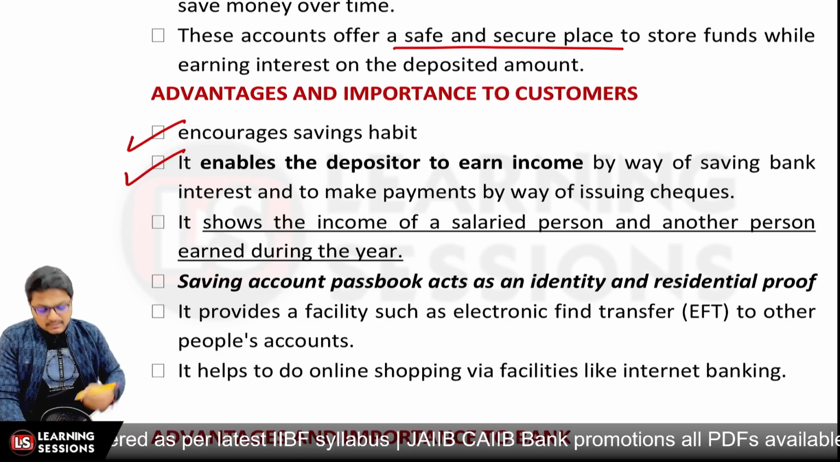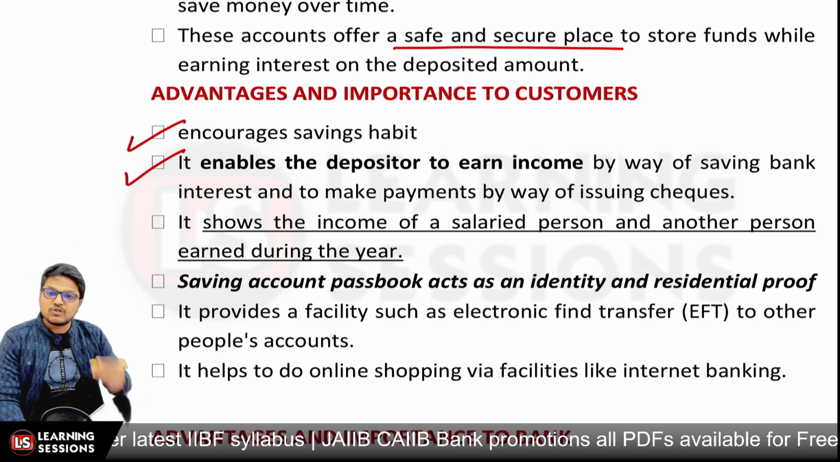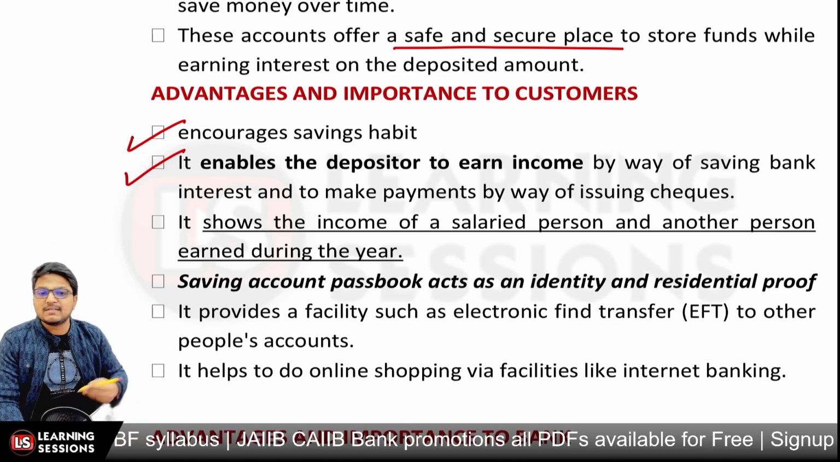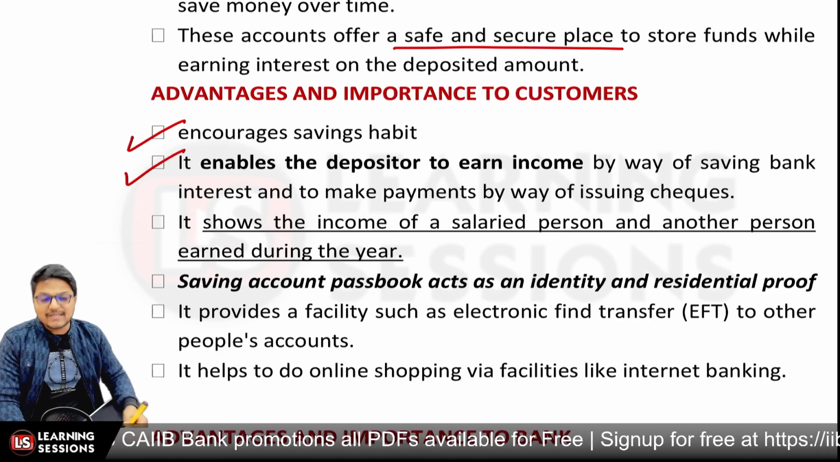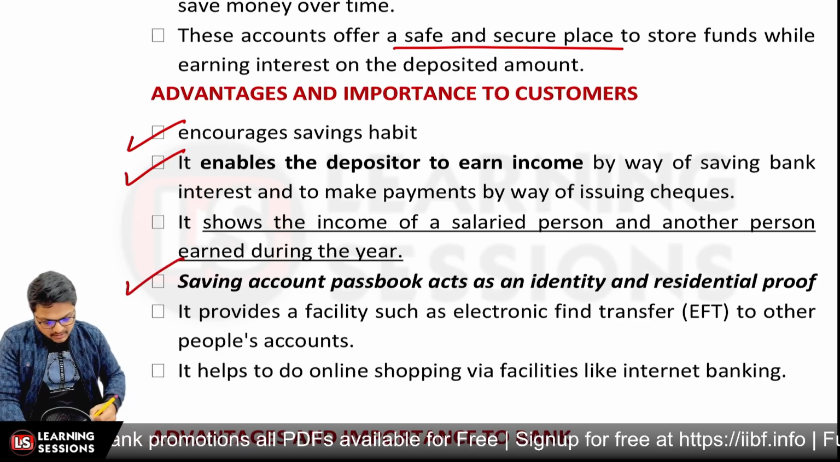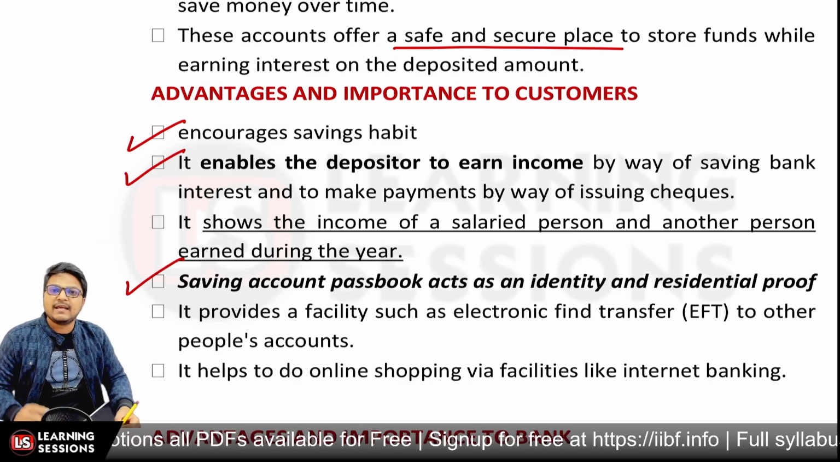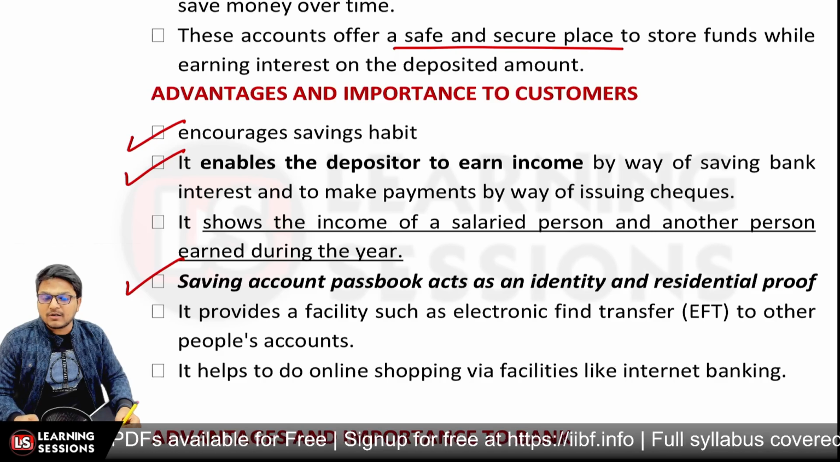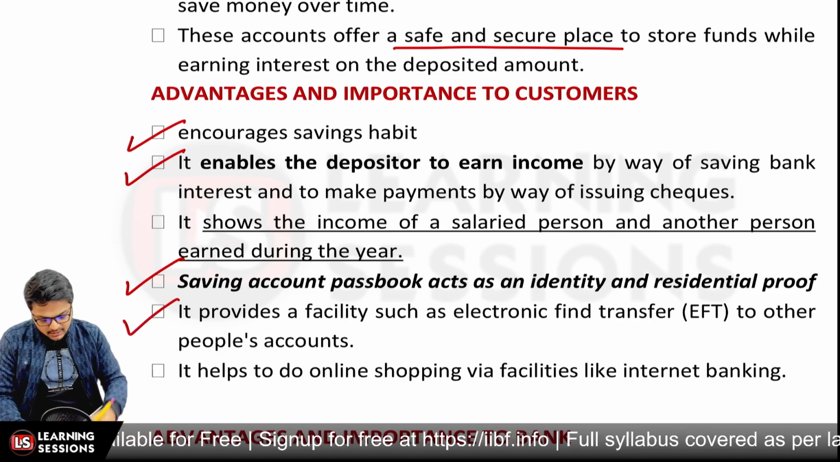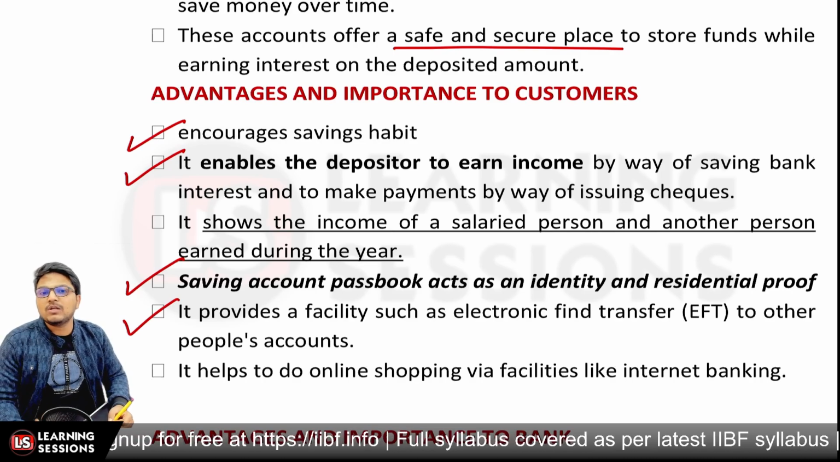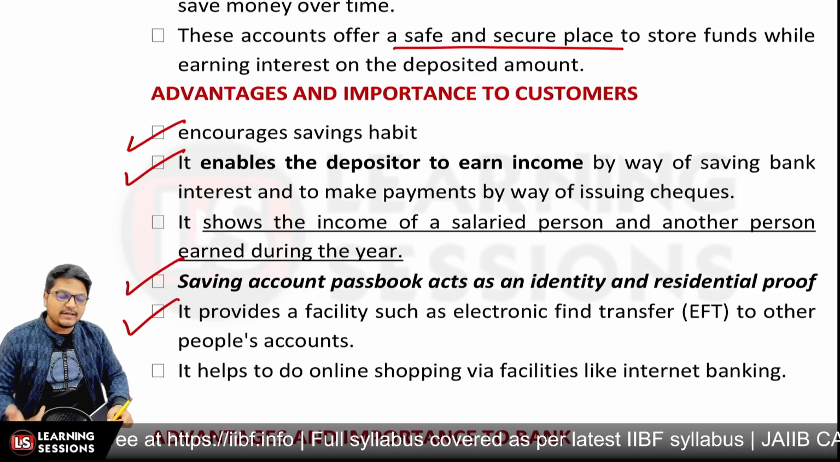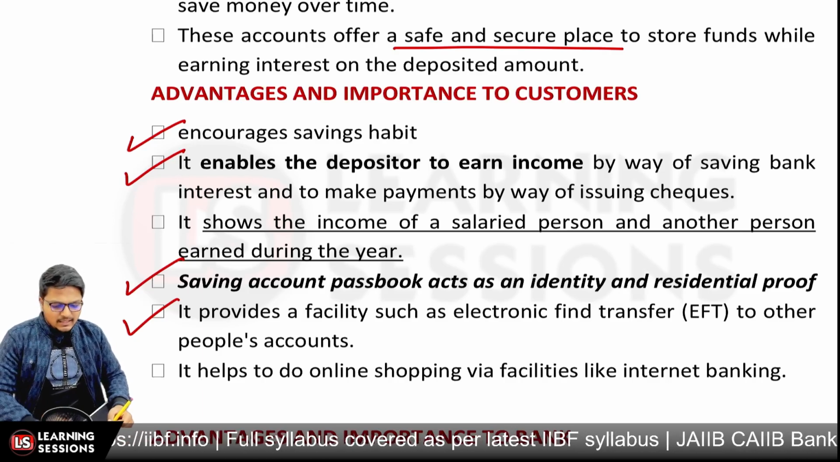And further, if a person is depositing amounts in such accounts, it basically indicates the salary of such person. And a saving account passbook acts as identity and residential proof. And further, other facilities like electronic fund transfer can be done in that particular account. So such facilities are also available. And it also allows you to do online shopping through internet banking or such facilities which are available in such an account.